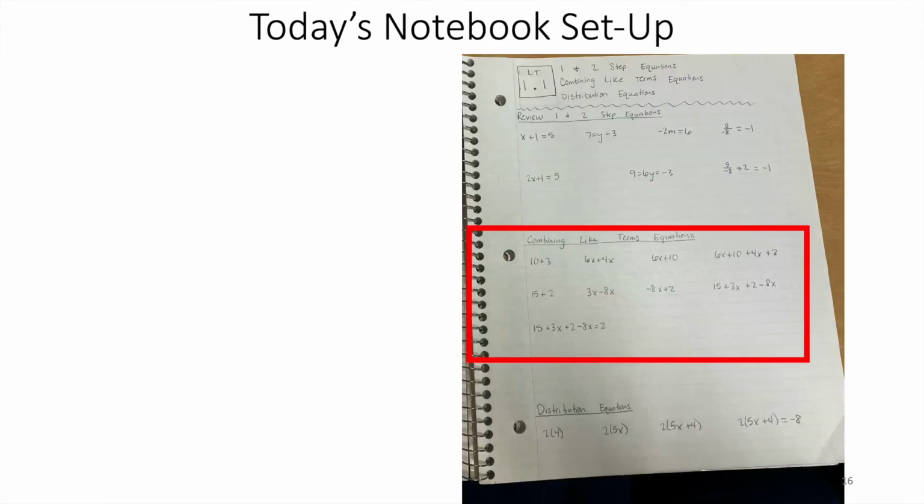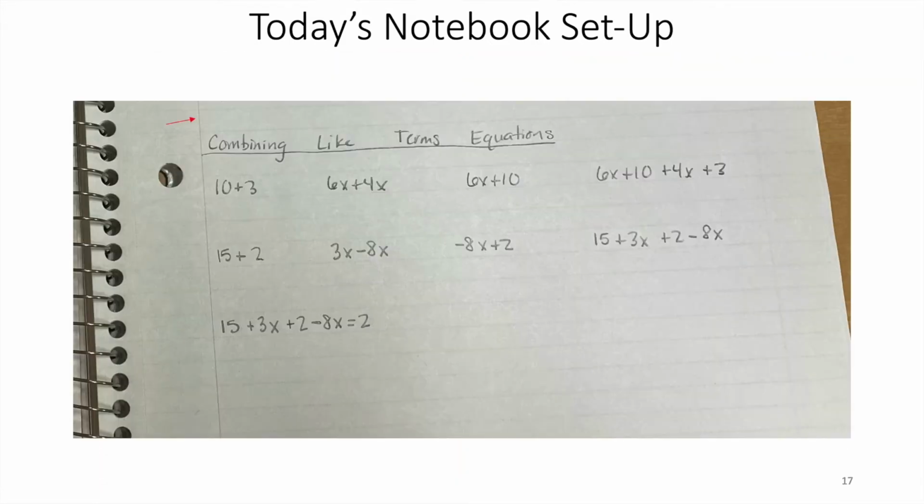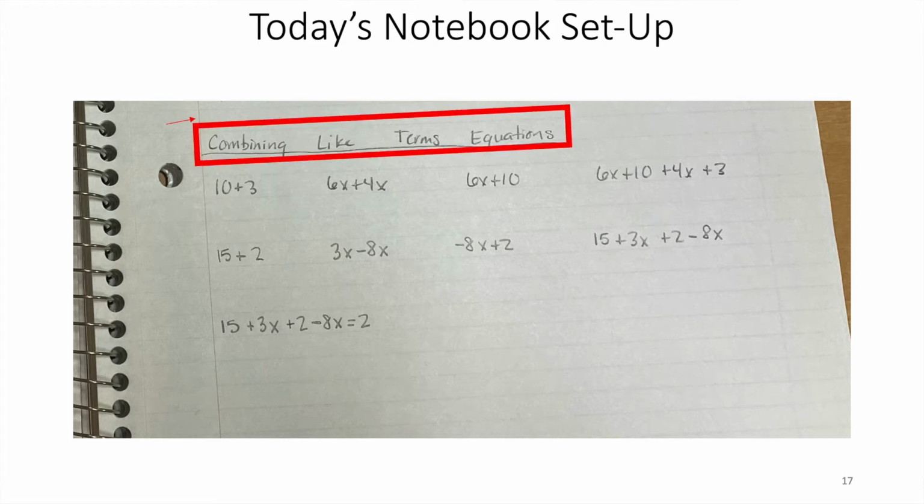On the right side, in the combining like terms section, you're going to want to skip a line from underneath of the work that you completed from the reviewing 1- and 2-step equation section. Write your combining like terms equations title, skip a line, write those 4 parts, skip 2 lines, write those 4 parts, skip 2 more lines, and then write this 1 part. Pause the video if you need time to set your notebook up with this information.